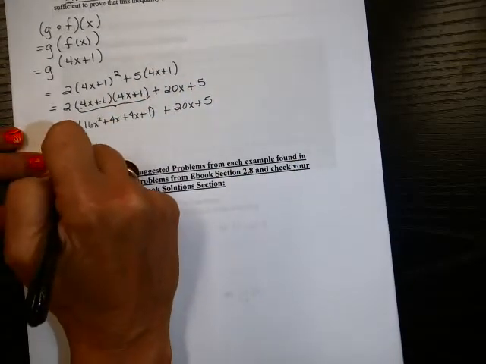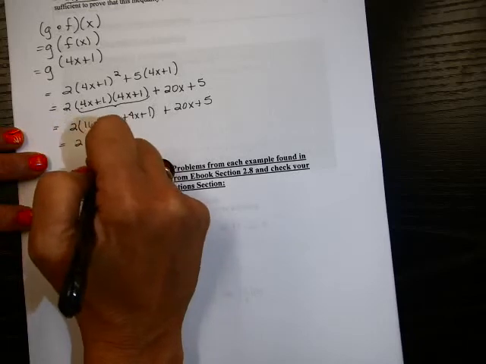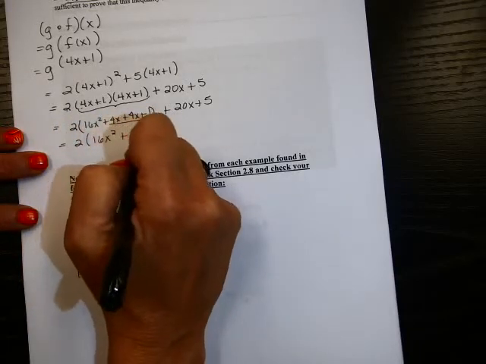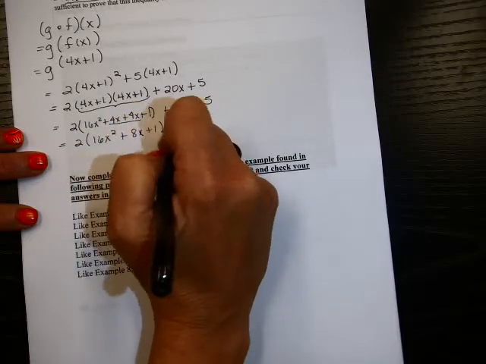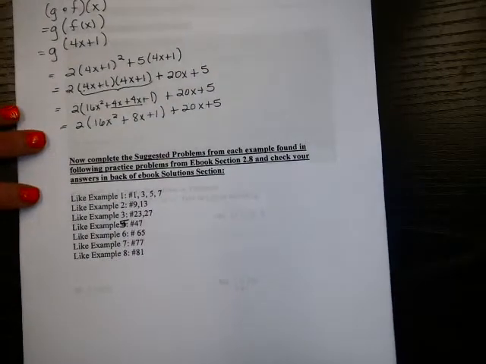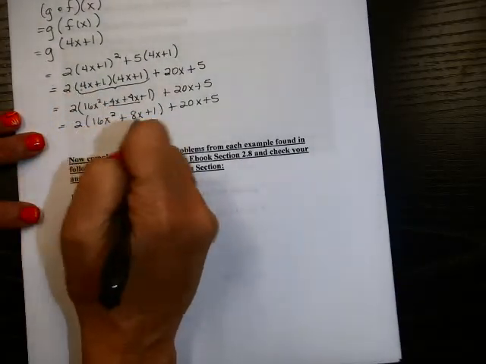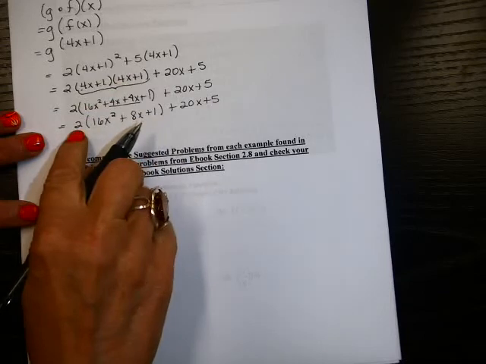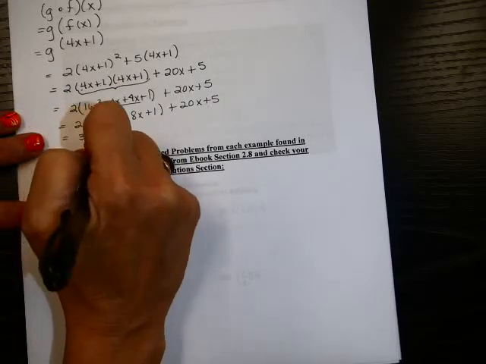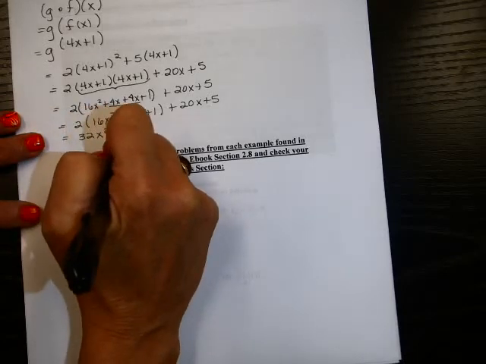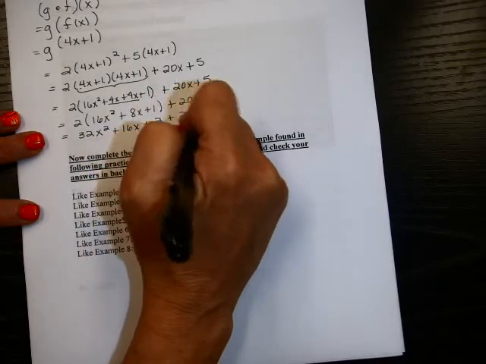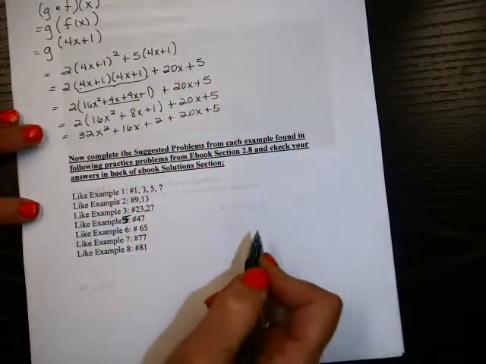Let's clean that up on the inside. That'd be 16x squared. Your 4x and your 4x added together is 8x. Just copying the rest down after I combine those like terms. So I've combined like terms inside. I'm going to distribute the 2. 2 times 16 is 32x squared. 2 times 8 is 16x. 2 times 1 is 2. And you still have plus the 20x plus the 5.